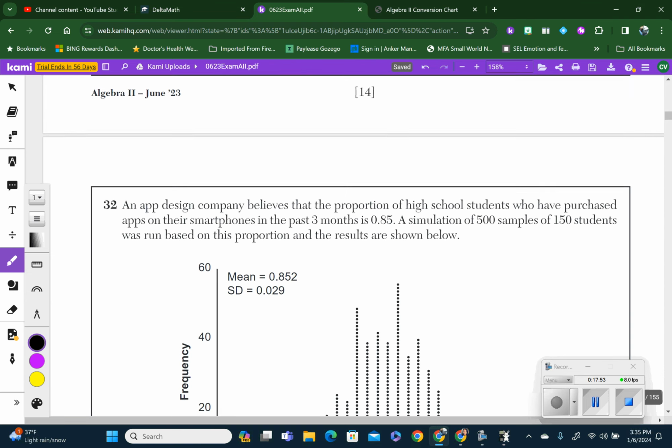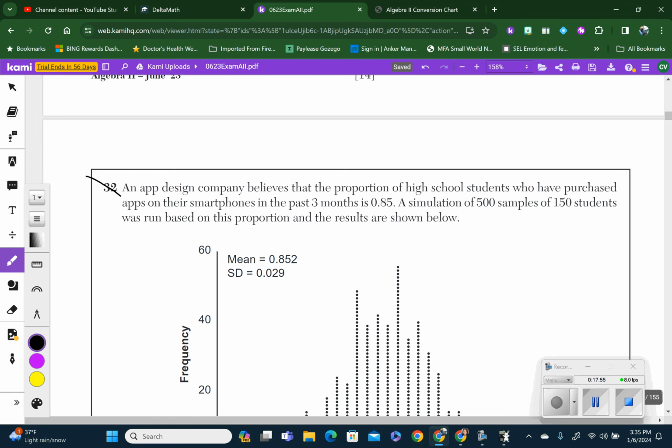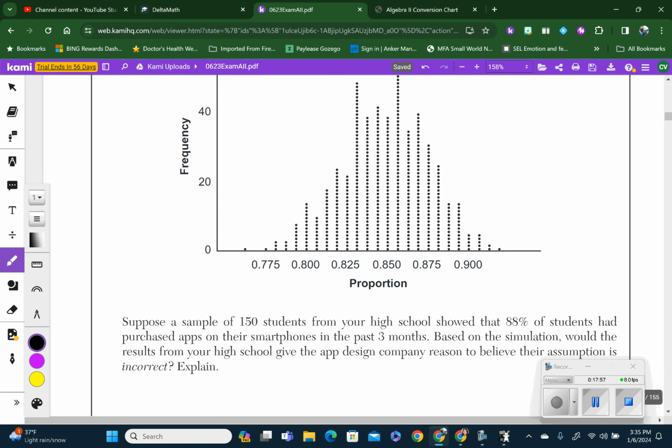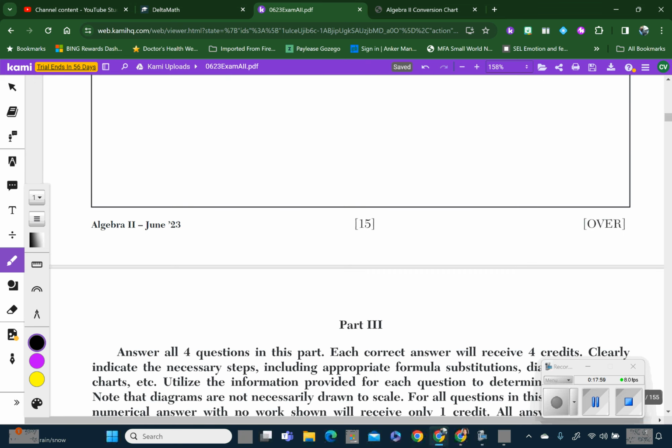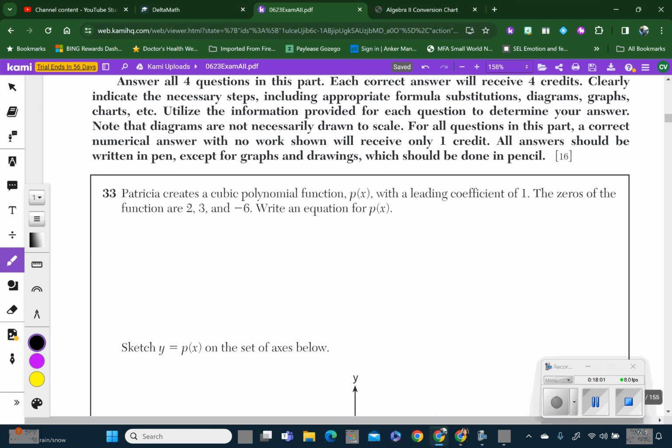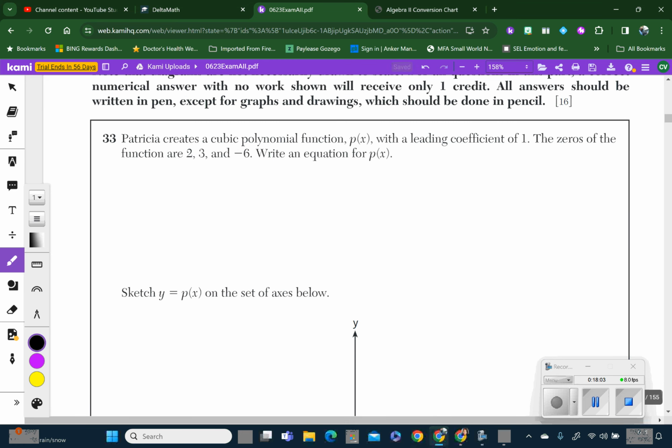All right, 32. We did not do anything like this. You can go ahead and skip it. I'm not worried about 32. Let's get full credit on all the ones that we can do, okay? And all the ones that we've been taught until this point.